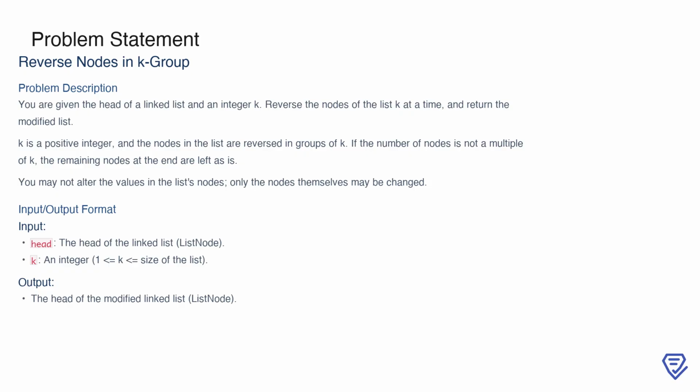For the input, we have two components: the head of the linked list, which serves as the starting point of the list, and the integer K, which defines the size of the groups to reverse. The output will be the head of the newly modified linked list after the groups have been processed.